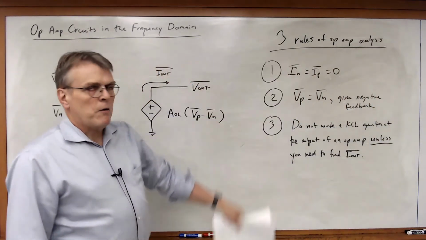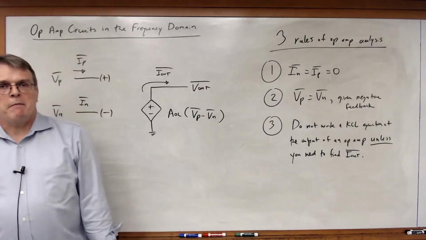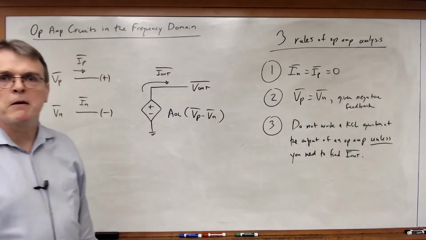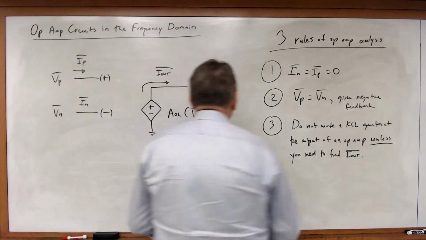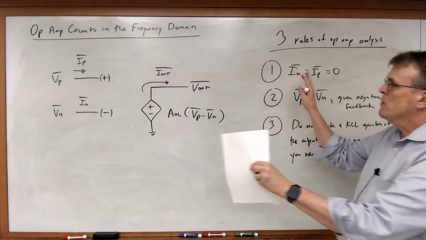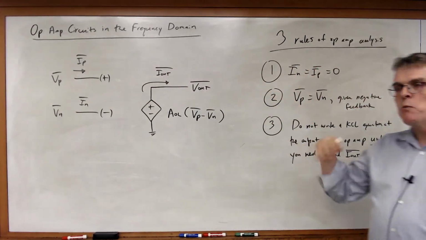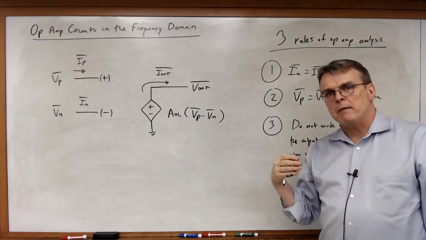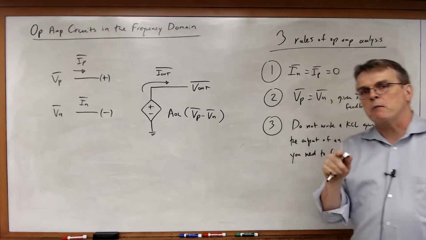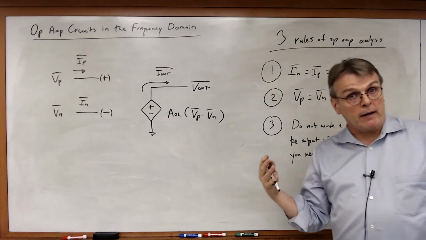So we're following the same three rules we did before for the time domain. We're just now applying them to phasors. So given these three rules and given this simplified model, let's once again do some ideal op-amp analysis, and let's see what kind of insight we can now get, assuming we're operating with phasors.